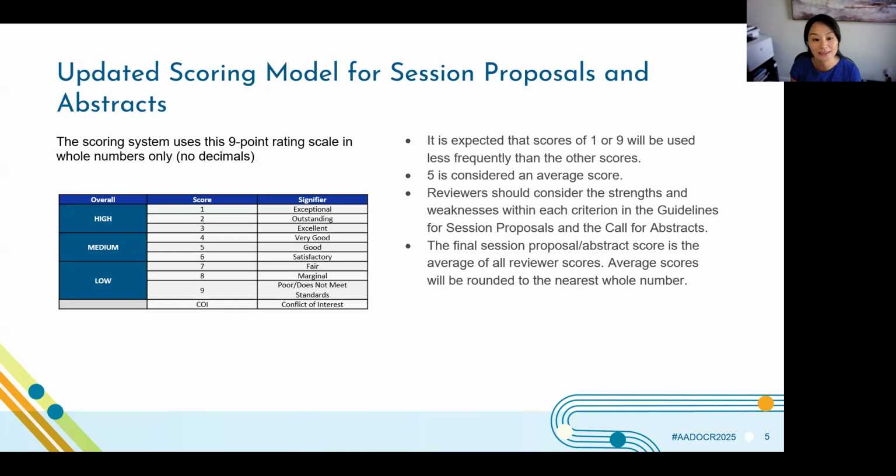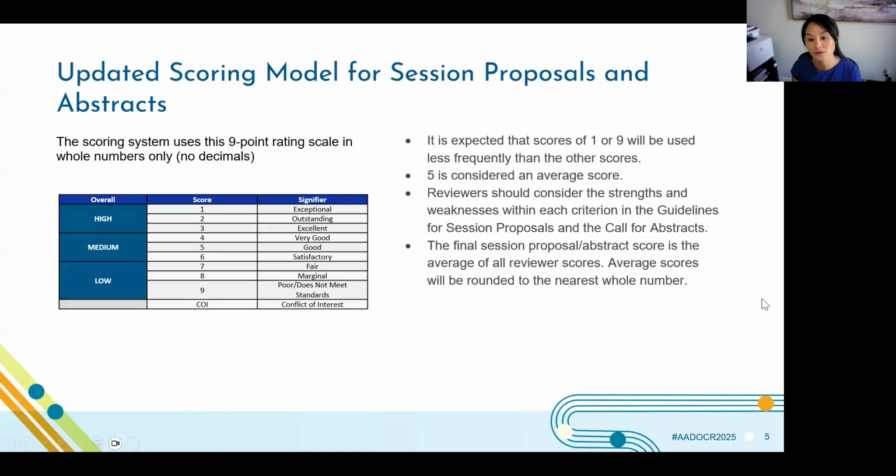So now we have introduced a 9-point rating scale, which is also consistent with most current grant reviews. For example, it lines up with the NIH grant review criteria. Whether it's impact or quality, the scores of 1, 2, and 3 reflect exceptional, outstanding, and excellent. The medium range is 4 to 6, where you usually start at 5 as good, and then you can move up or down the scale. The low range in terms of quality, relevance, or impact is 7 to 9, which is fair, marginal, or poor.